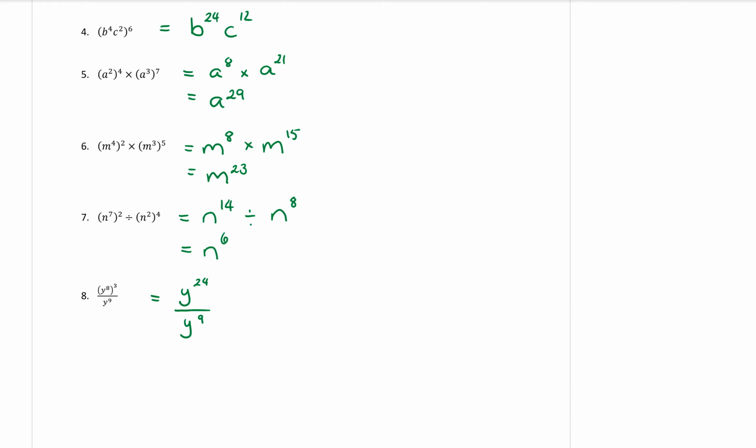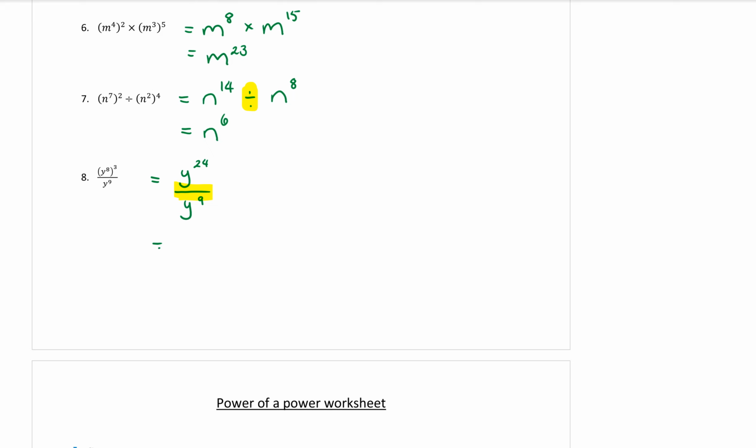Now remember that a divide sign can be written like this as a divide, but the fraction line also means divide. So I'm actually going to be using the same rule that I was using in question 7. I am dividing those things there. So using law number 2, I keep the base and I subtract the powers. 24 take away 9 is 15.